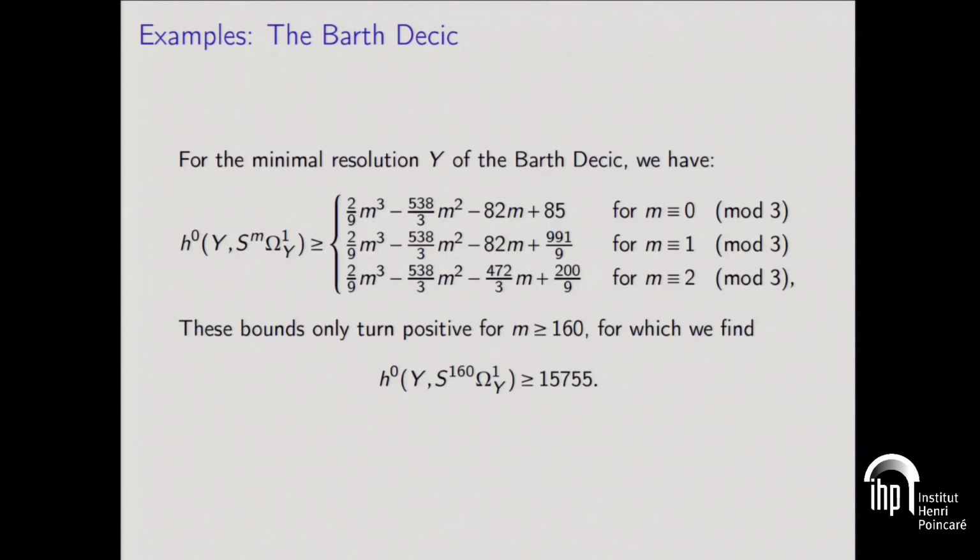So you can see for the minimal resolution of this Barth Decic, we can actually compute exactly what the bound is. And it depends on m mod 3. And you see the dependence there on m cubed. So you just want an m that's sufficiently big to give you something positive. And the first positive m is 160. That is a lot of symmetric. There's a lot of m that you have to put in there to see symmetric differentials.